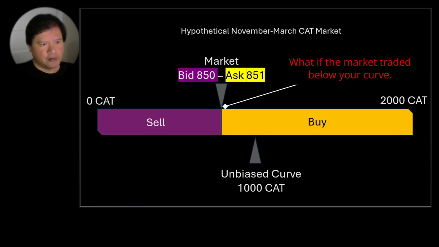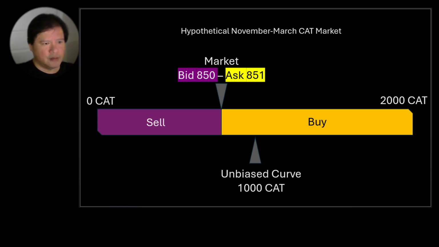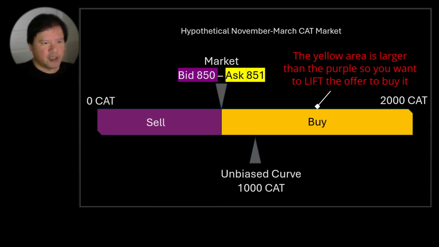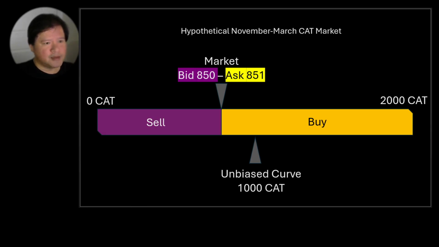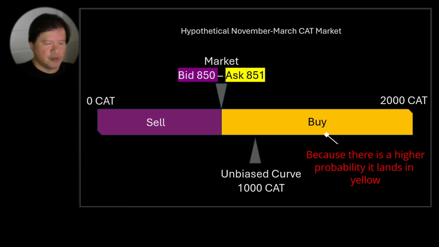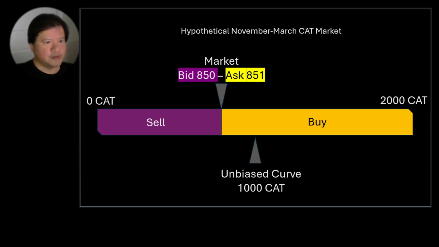And what if the market were to trade below your curve, like so? Say the market was 850 bid and offered at 851. Well, in this case the yellow area is larger than the purple, so you want to lift the offer and buy it. Because if you do this, there's a higher probability that the index will land in the yellow because it's larger. And if it does this, you're going to profit from the trade.